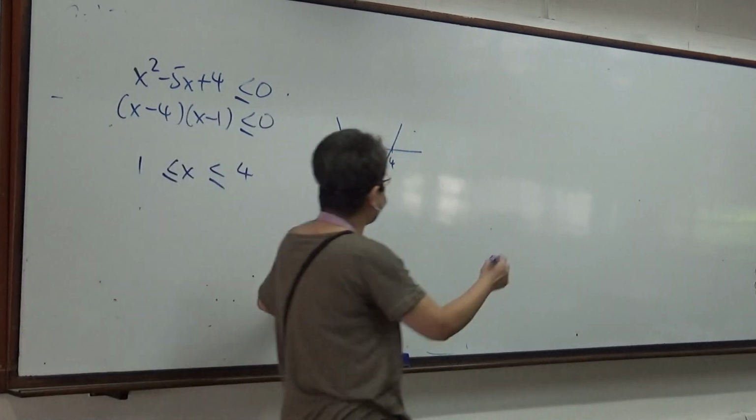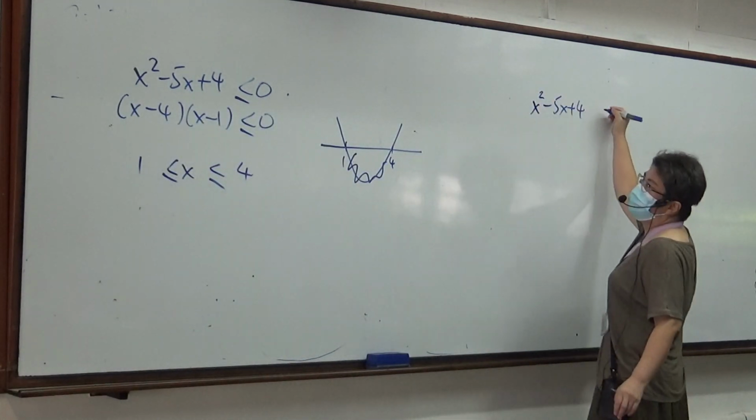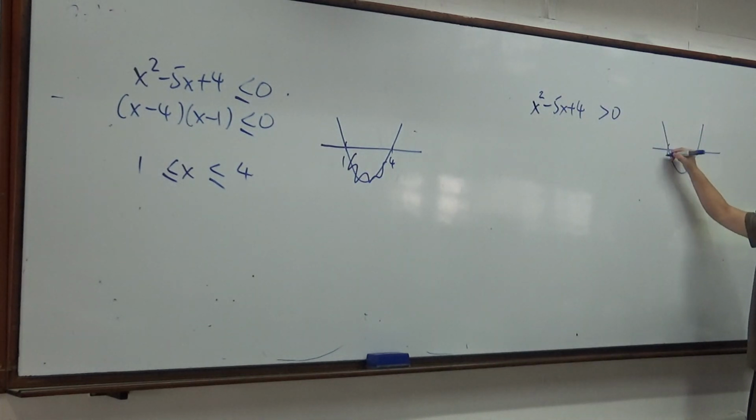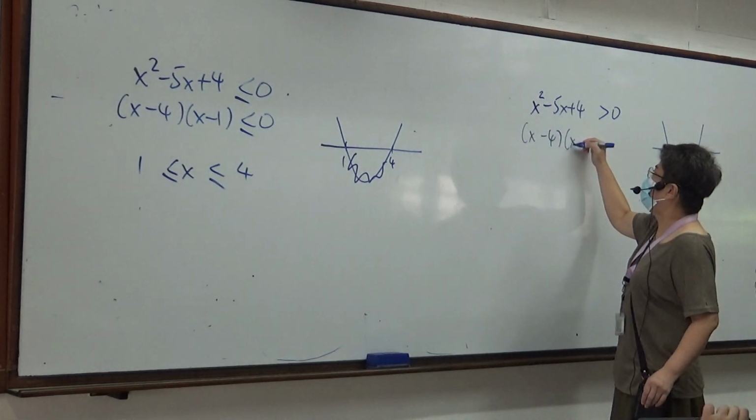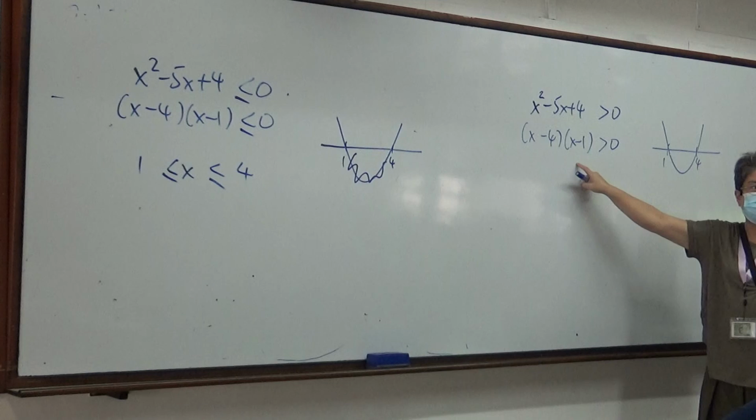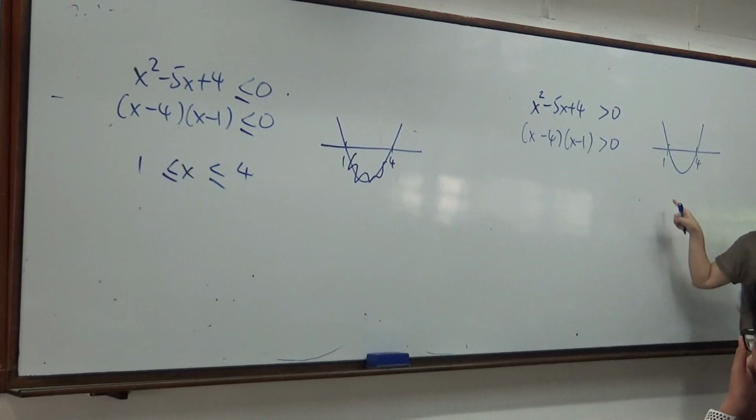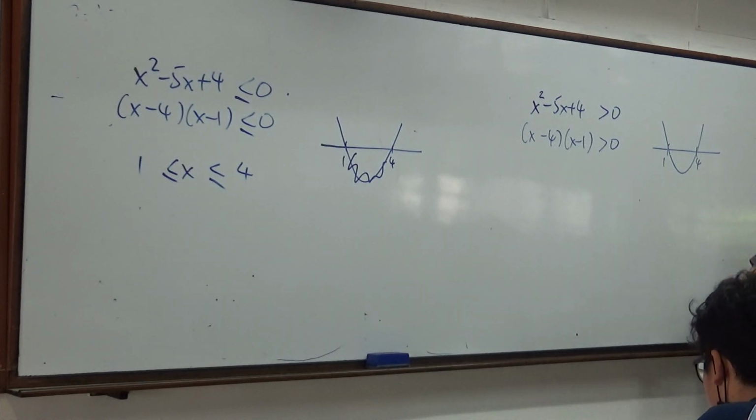Now, let me show you the same question, but it is bigger than 0. I will still have this, right? (x - 4)(x - 1) > 0. Now, you must show this step. Don't go straight away and give me the answer. Understand? And you must draw the curve. Ready? Now I want bigger than 0.